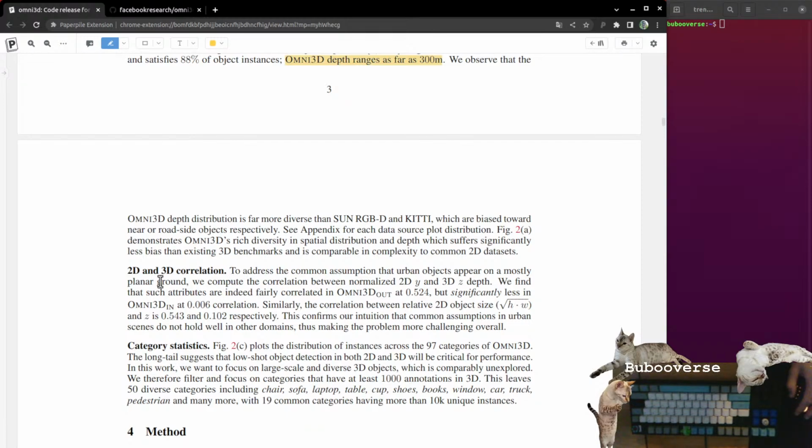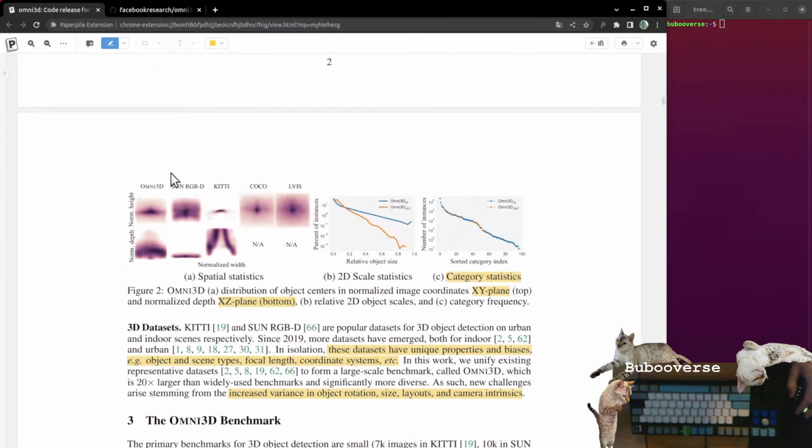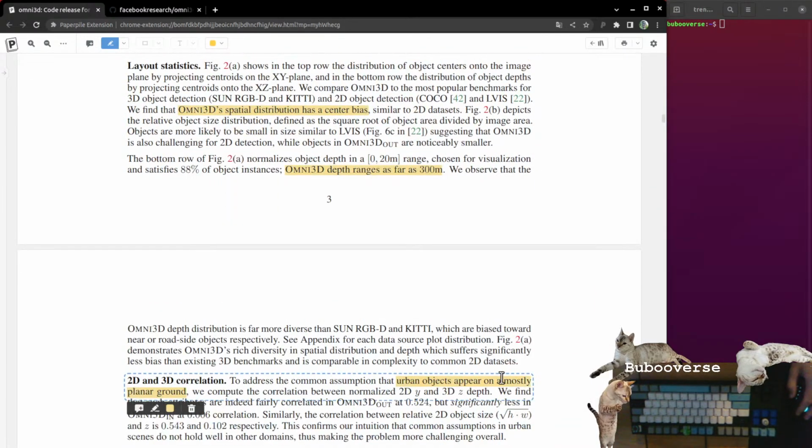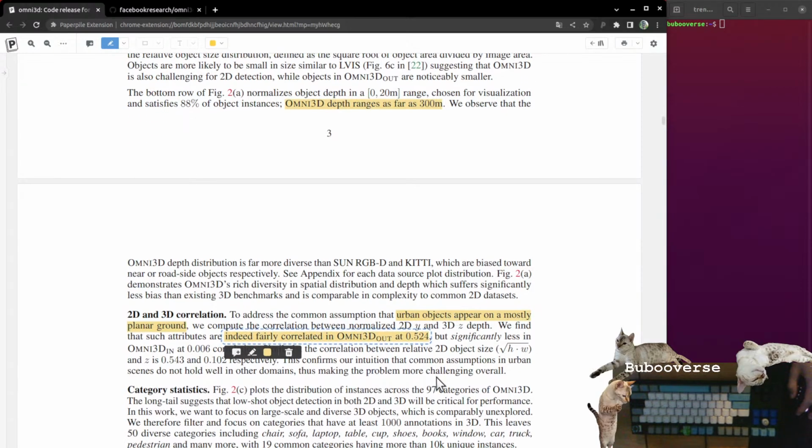Yeah, so, right, urban objects appear mostly on a planar ground. This is kind of the vanishing point bias that you see in these autonomous vehicle data sets. Everything's on the same flat surface, kind of, and cars are always kind of looking forward in such a way that everything's on this plane, right? They're calling this planar ground. And, right, they do say that the outdoor data set based on AV data has much higher correlation than something like Omni in 3D.